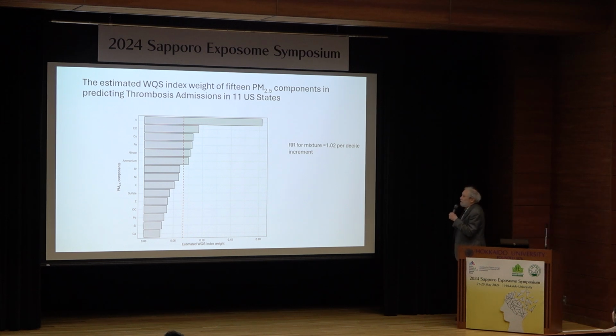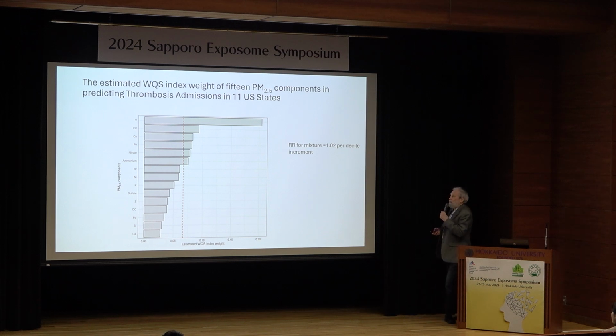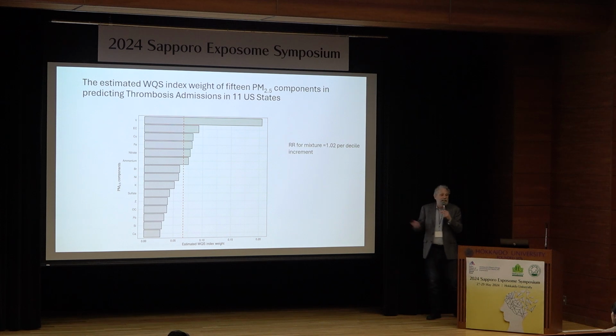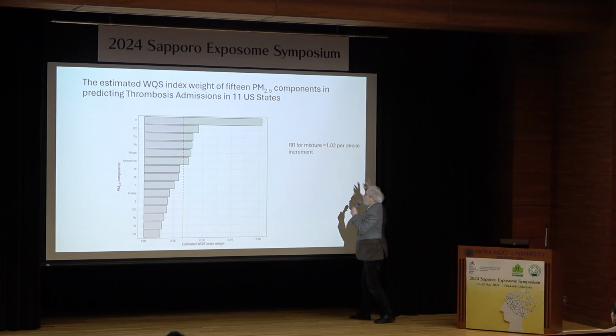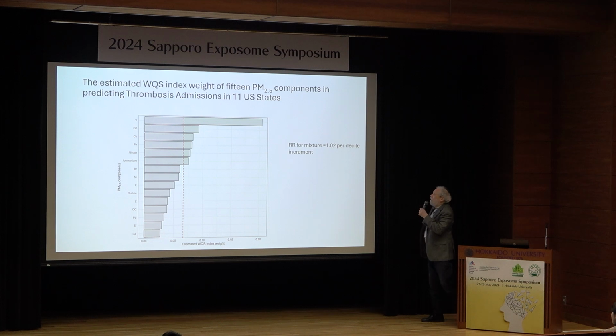So, for example, this is from an analysis we did looking at the effect of 15 PM2.5 components on the risk of hospital admissions for thrombosis in 11 US states. And so the overall mixture effect was a 1 decile increase in this mixture was associated with a 2% increase in the risk of thrombosis.